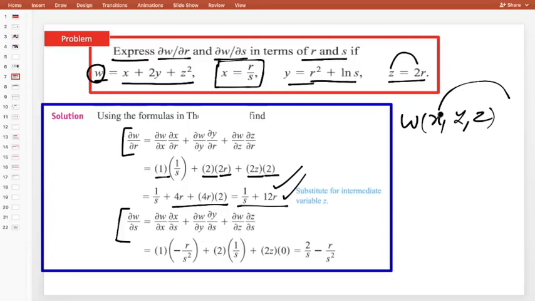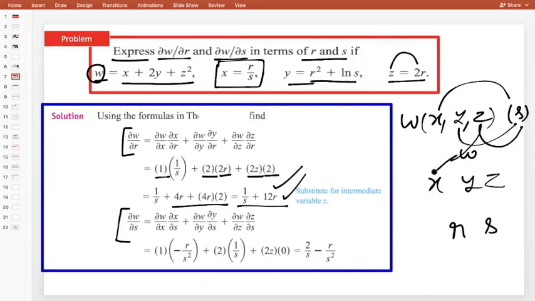Again the chain rule. First x and then with respect to s. First y then s. Then first z then s. So this is the chain rule process. X, y, z is given and w is given. We have to reach r and s. So w with respect to x, x with respect to r, w with respect to y, y with respect to r, w with respect to z, z with respect to r, right? So this was the first one. In a similar way we can do it for s.